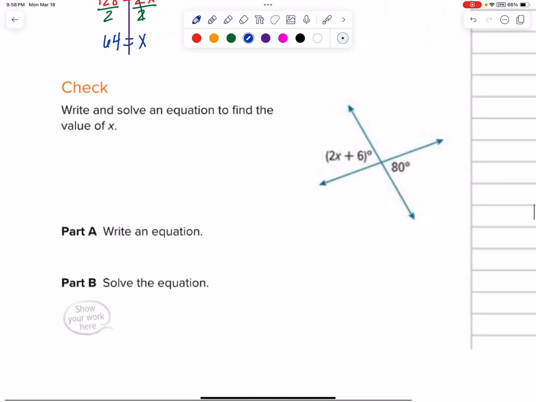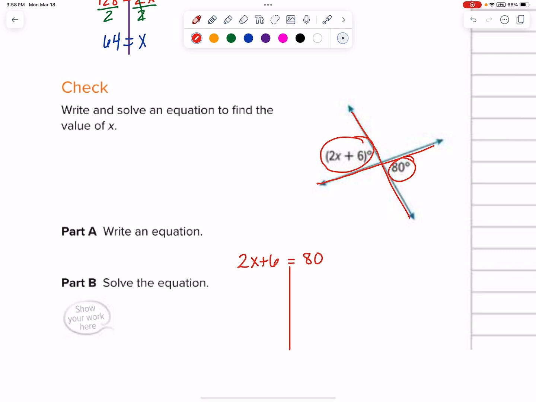Let's go ahead and try it out here. Pause and see how you do. Okay. All right, let's see what you did. So step 1, write our equation. So we know that 2x plus 6 has to be equal to 80 because if I draw my x here, these are vertical angles and they're equal to each other.